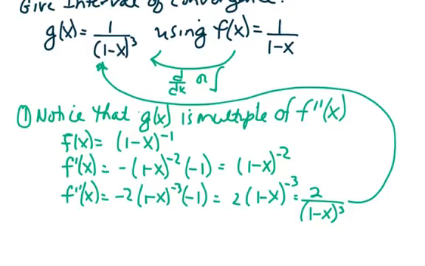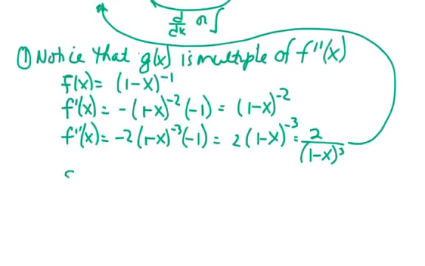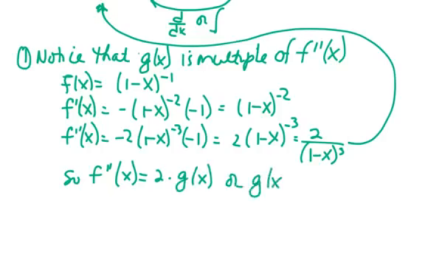So let me summarize that for you. f double prime of x is equal to 2 times g of x. Or another way of writing that is, just solve for g of x. g of x is the second derivative of f divided by 2. So we're going to use that relationship in order to come up with the power series representation.